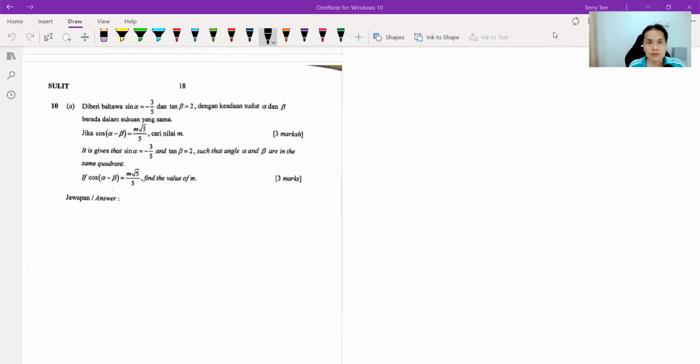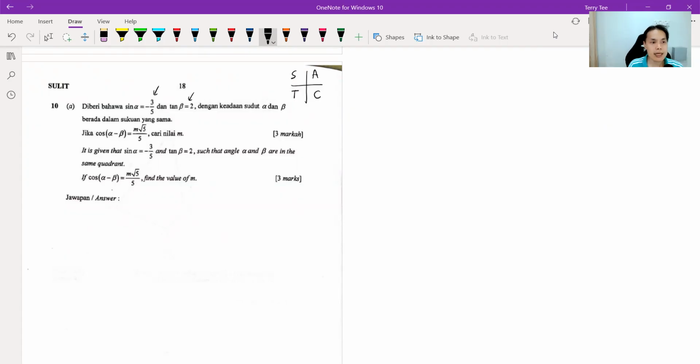Okay, question number 10. This is from Form 5, Chapter 6, Trigonometric Function. So here we're given sine alpha is negative 3 over 5, tangent beta is 2, alpha and beta are angles in the same quadrant. Now remember ASTC: All Science Teacher Crazy. Only science teacher, not math teacher.